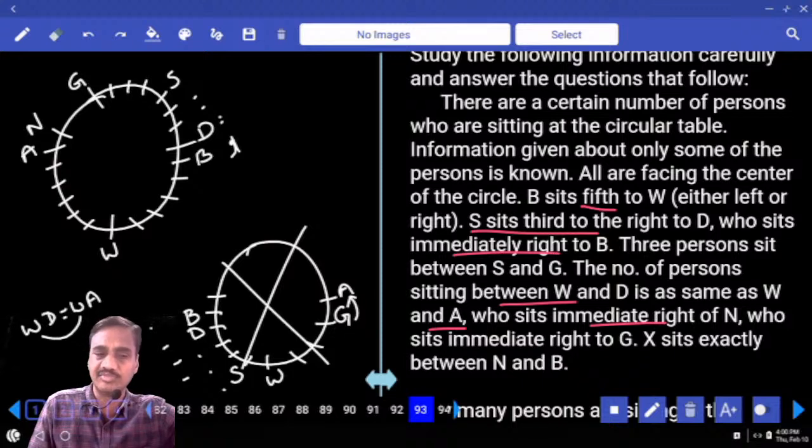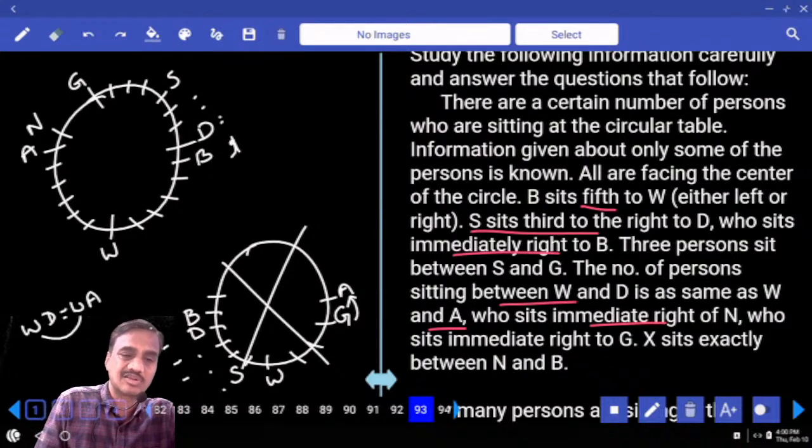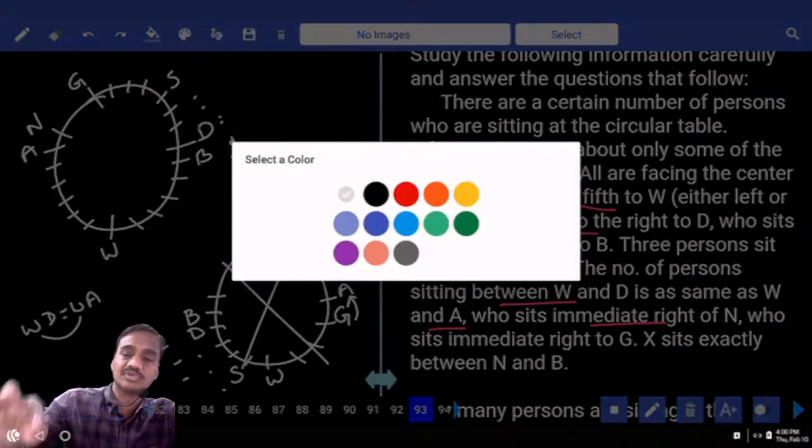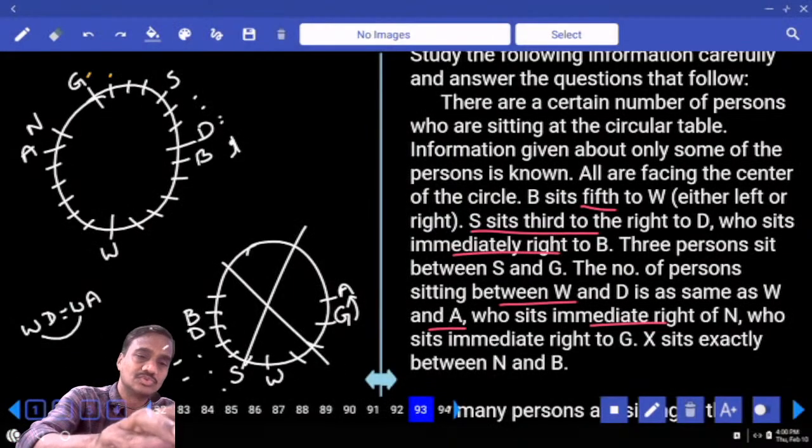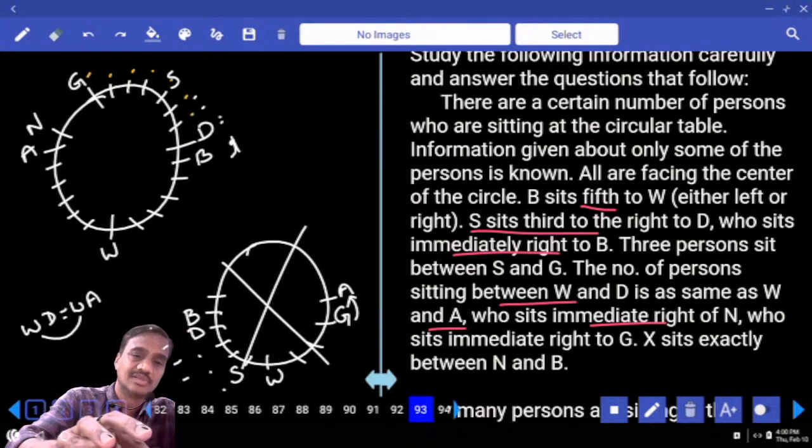N who sits to the immediate right of G. N is to the immediate right of G. X exactly between N and B. X is exactly between N and B, and chudandi. Manaki 1, 2, 3, 4, 5, 6, 7. X is exactly between N, 8 persons.